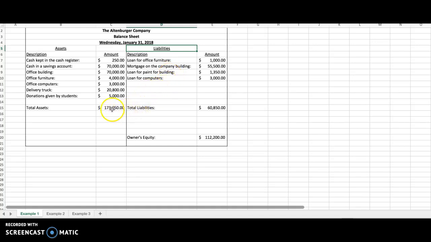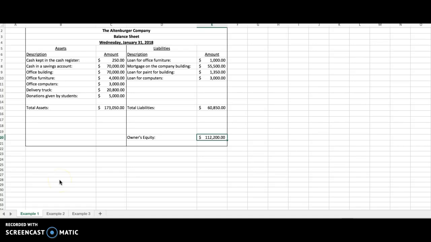And if you take the total assets, in this case, $173,050, subtract from that the total liabilities, what we owe, $60,850. The difference is $112,200. That is the owner's equity or the net worth, and also sometimes this is called the capital of the business. This is what the business is worth on this particular date.